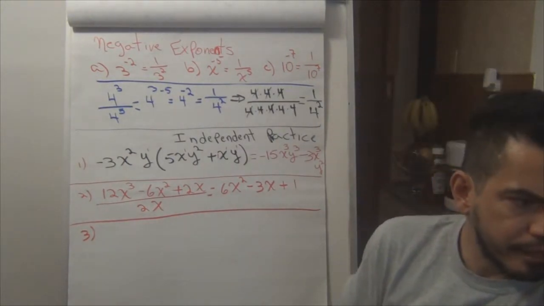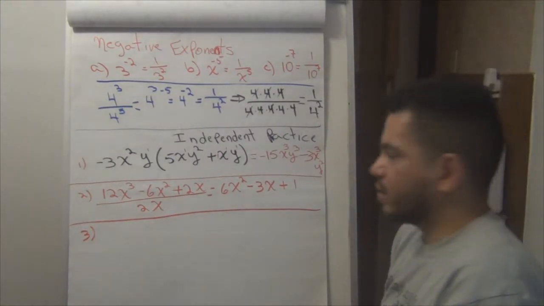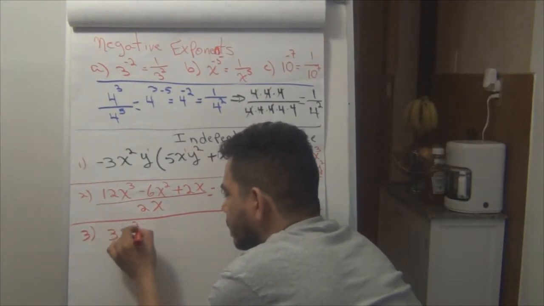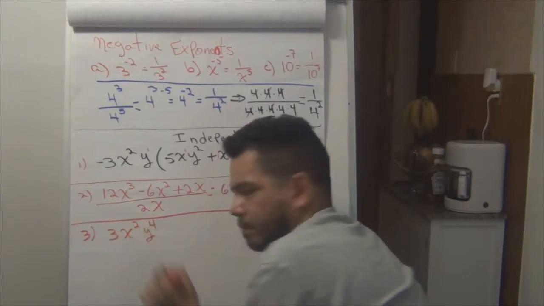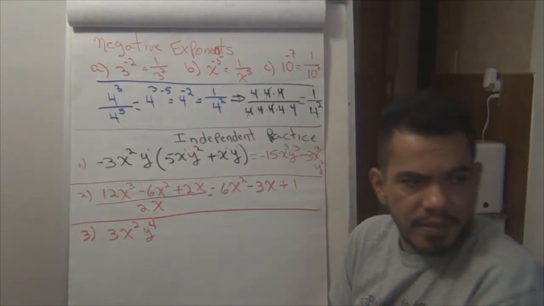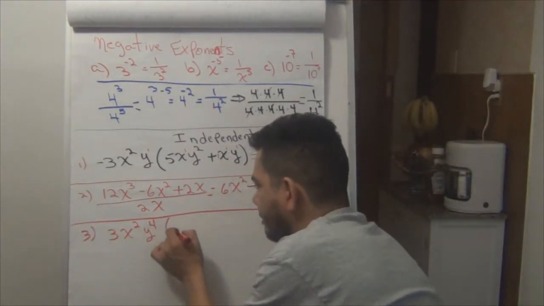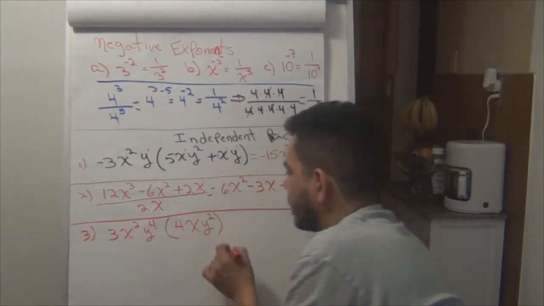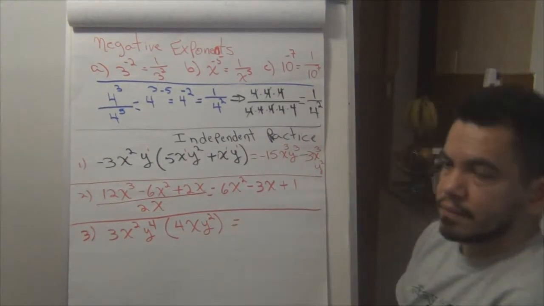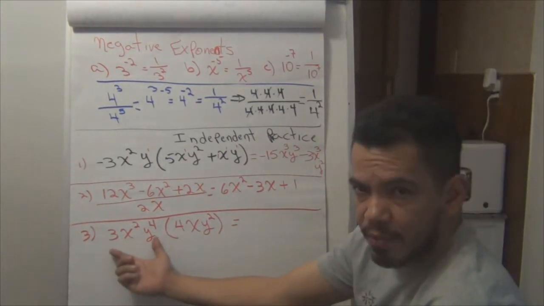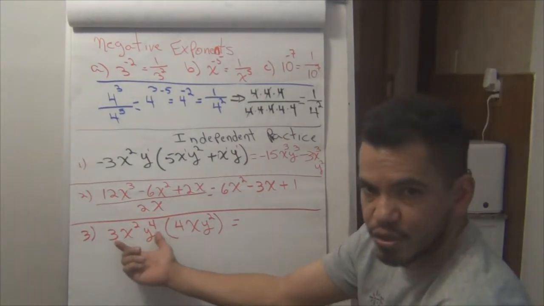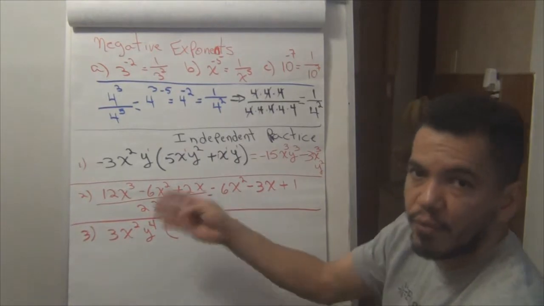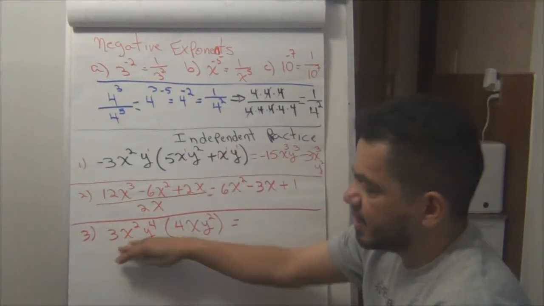Third problem. 3x squared y to the fourth, okay, times 4xy squared. Well, this is not 1, 2, 3 numbers. This is just one number. And this is just one number. If there was a plus or minus between them, that would make it more than 1. But everything here is together.